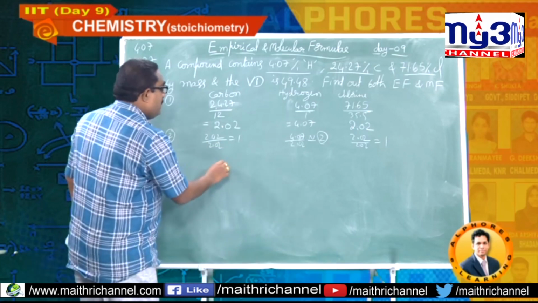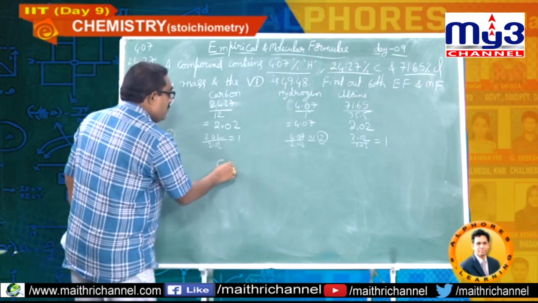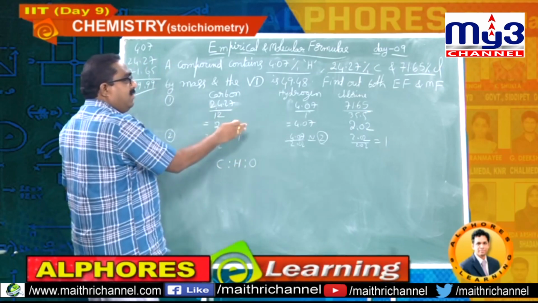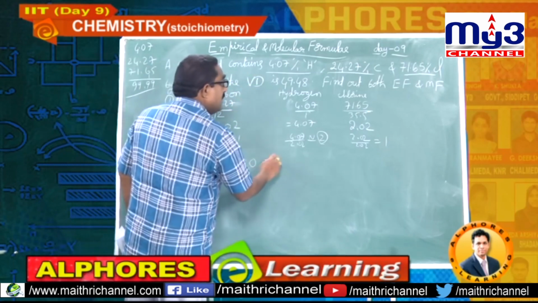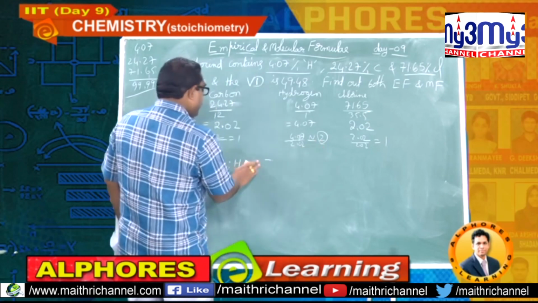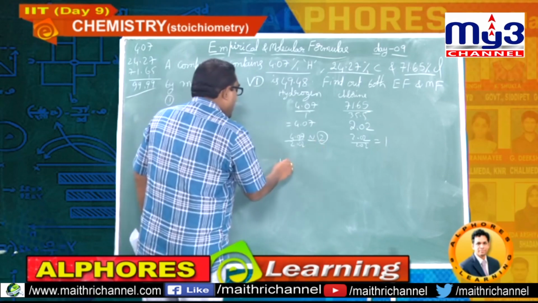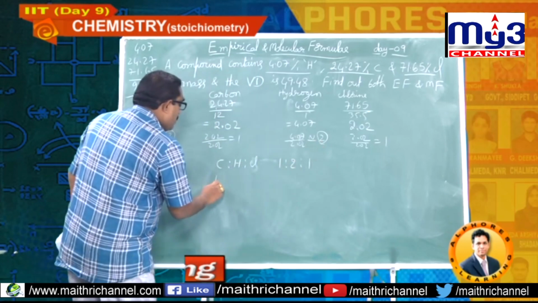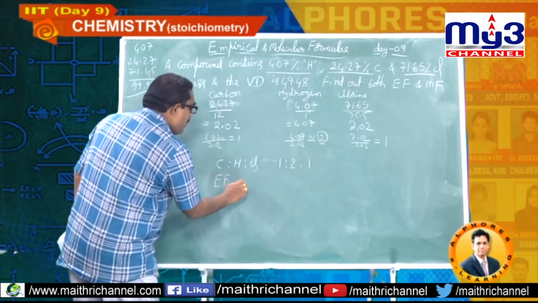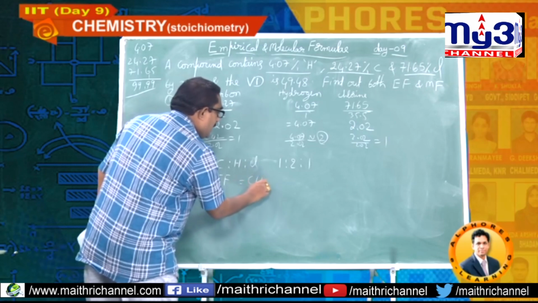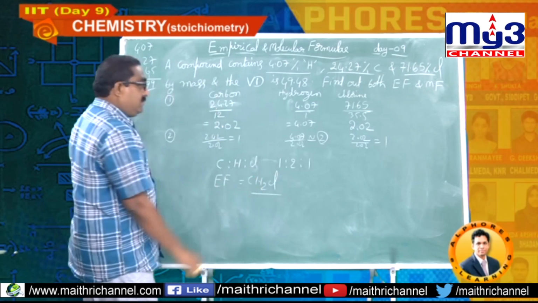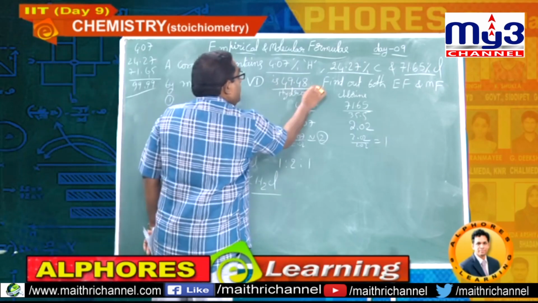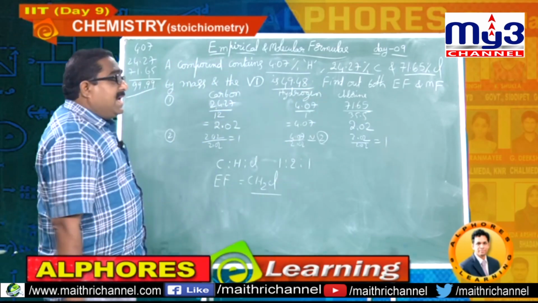So in the next step, I am writing like this. The simple whole number ratio of atoms of carbon, hydrogen and chlorine is 1:2:1. So you can write empirical formula is equal to CH2Cl. CH2Cl. Now he has given the vapor density.